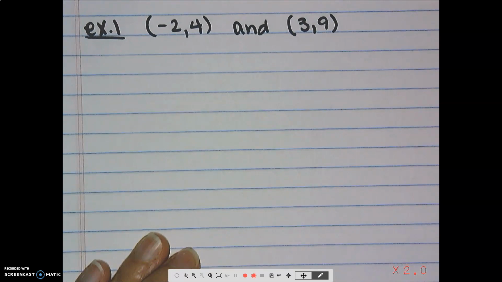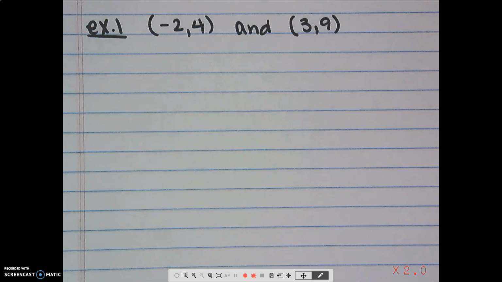So we have (-2, 4) and (3, 9), and our job is to ultimately write our answer in slope-intercept form at the very, very end of this. All right, so the first step is to find the slope.